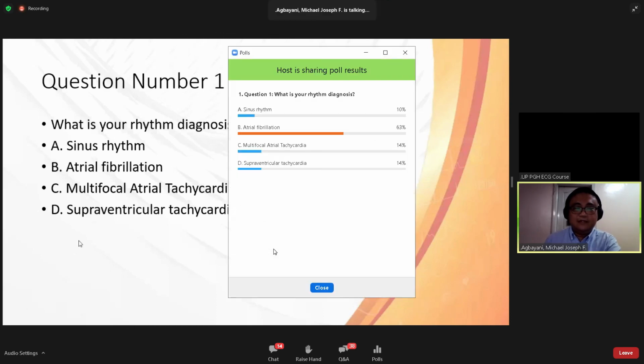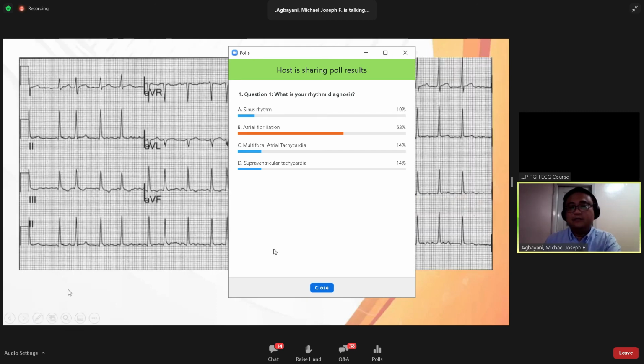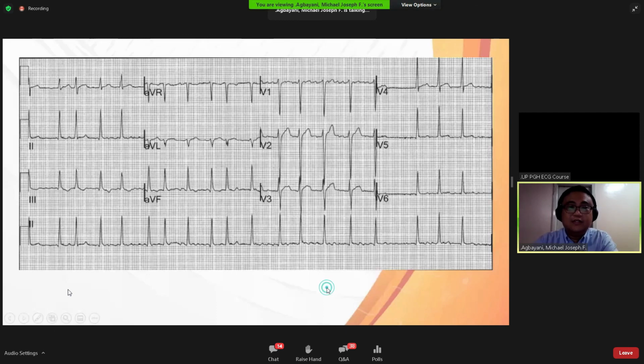Okay, let's see the answers. I was expecting 100%, but a lot of you answered B, atrial fibrillation, 768, that's 63%. That is the correct answer. What we have here is an ECG with a very irregular rhythm, irregularly irregular. If you look at V1, you can see the very coarse undulations there. That is the undulations of atrial fibrillation. There's no definite P wave, only fibrillatory waves.